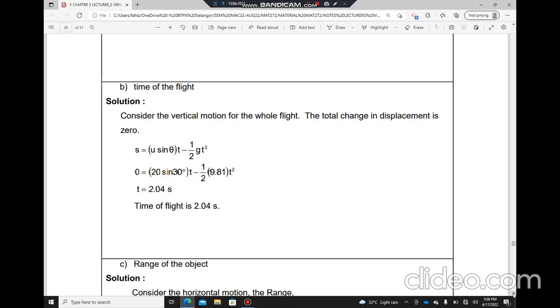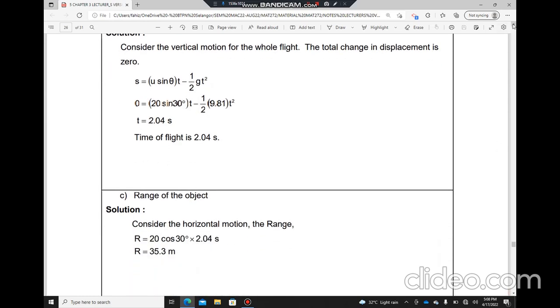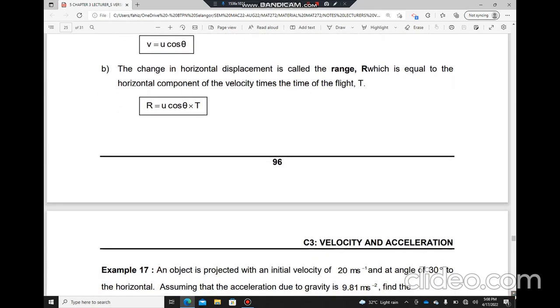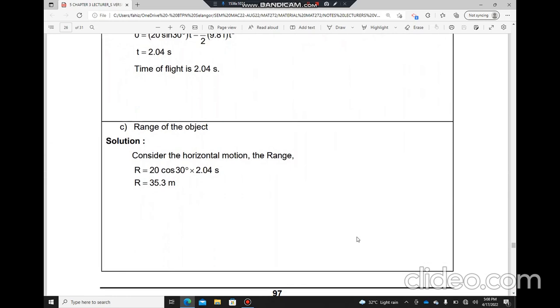And then last one, range. Range of the object. Okay, so range kita ambil formula dekat sini, sebab dia ada range kat sini untuk horizontal displacement. Range equals u cos theta multiplied by t. So u cos theta means 20 cos 30 and then multiply by t, time of flight, so multiply by 2.04 seconds. So it equals 35.3 meters. So this one is range of the object. But you need to know that range of the object is just for horizontal motion.